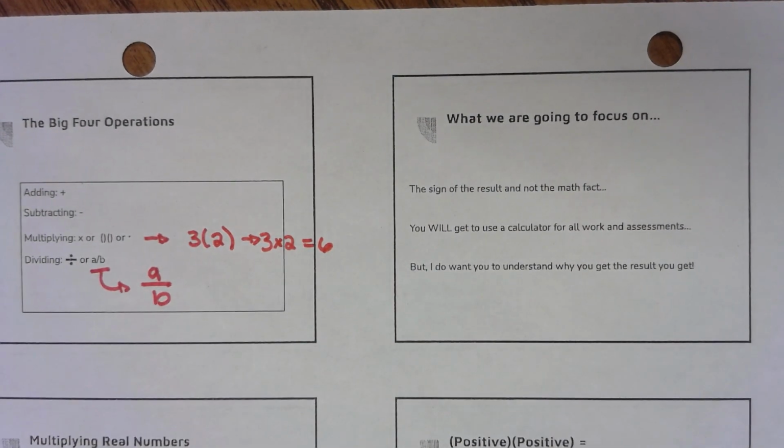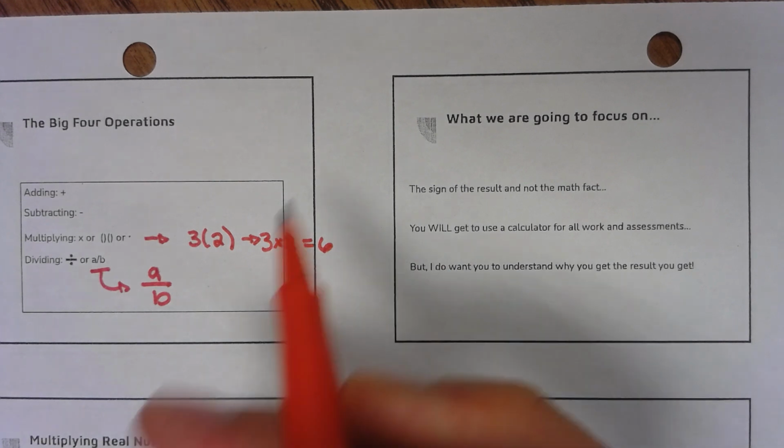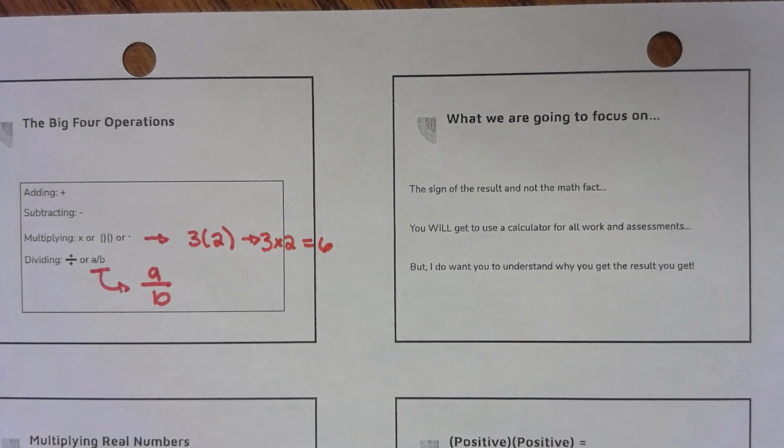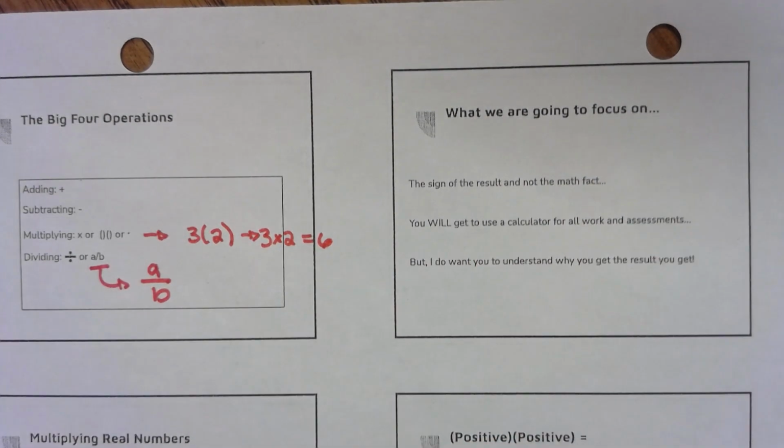Today we're going to focus on the sign of the result, not necessarily the math. For example, I don't care that 3 times 2 is 6. What we're more going to focus on is whether the result is positive or negative. Here's why. You will be able to use a calculator on all the work. A lot of times, we use the calculators, but we don't put too much thought into what the result should look like. That needs to be a part of us using calculators. We can't just trust that whatever we put in is correct. We make mistakes.